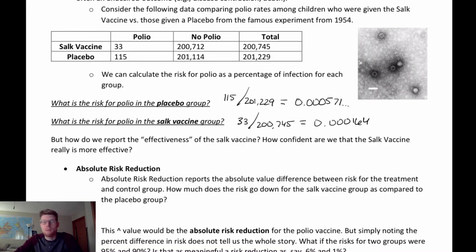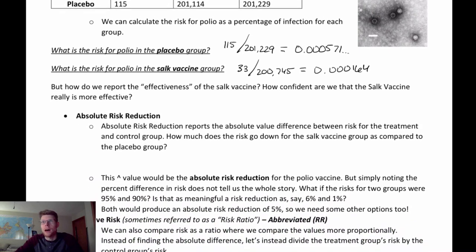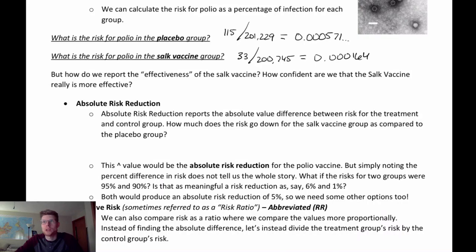One measure to decide how effective the polio vaccine is would be an absolute risk reduction. An absolute risk reduction would report this absolute value difference between the risk for the treatment and control groups. How much does that risk go down for the Salk vaccine group as compared to the placebo group? We can do that by taking the absolute value of the difference, or you can take the bigger one minus the smaller one, it doesn't really matter. We're just looking for that absolute difference between these two values.